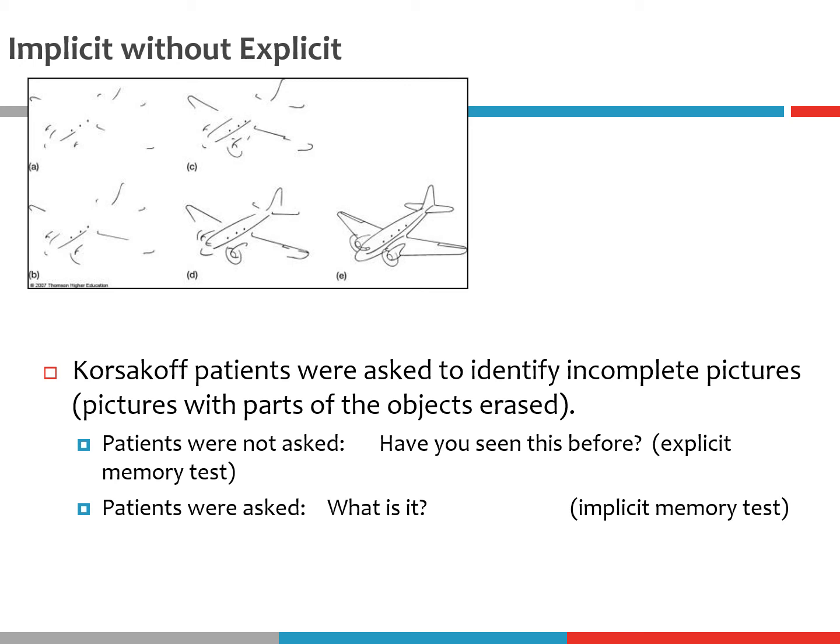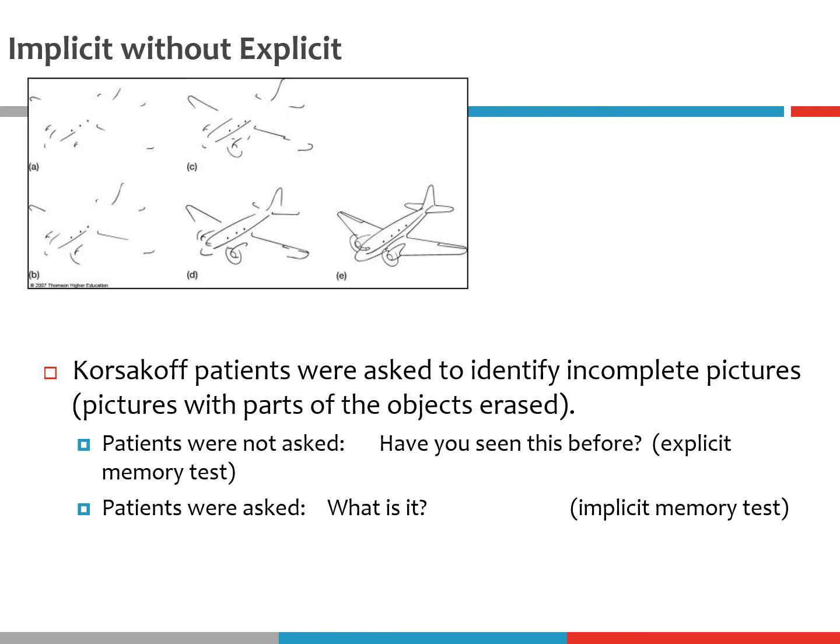Now I'm going to show you a couple of examples of experiments that have demonstrated this dissociation between implicit and explicit memory. The population used here were Korsakoff's patients, and they did essentially two different memory tests with these patients. In this particular study, patients were shown incomplete pictures of objects, where parts of the picture were erased. They were asked, have you seen this picture before, after repeated viewings of these pictures, which is an explicit memory test, because they would have to consciously recall the previous learning episode.